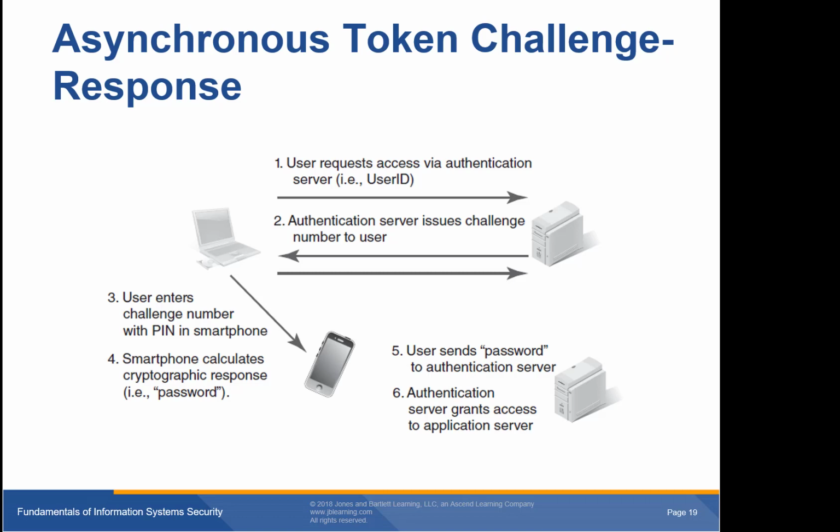This figure shows an asynchronous token challenge response process. Look at number 1. Here a user requests access via an authentication server, for example, the user ID. Number 2, the authentication server issues the challenge number to the user. Moving to number 3, the user enters challenge numbers with PIN and smartphone. Moving to number 4, the smartphone calculates a cryptographic response, which is a password. The user sends the password to the authentication server, number 5. And in number 6, the authentication server grants access to the application server.